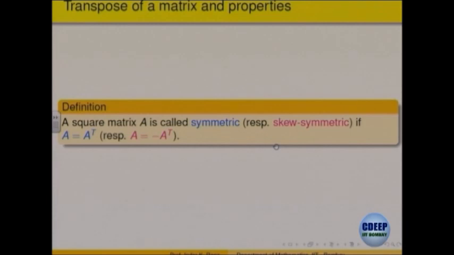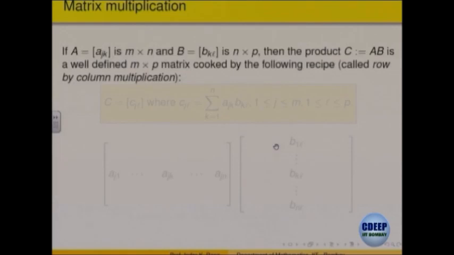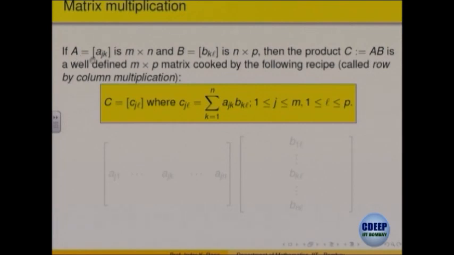So, the concept of symmetric or skew symmetric matrices is defined only for square matrices. Okay. So, that is one. So, here is now the matrix multiplication. So, we have got two matrices A_jk and another matrix B_kl. So, here observe, A is m cross n and B is n cross p.